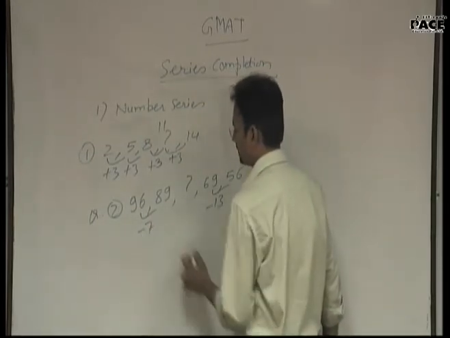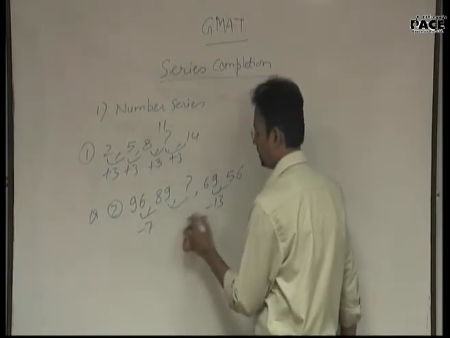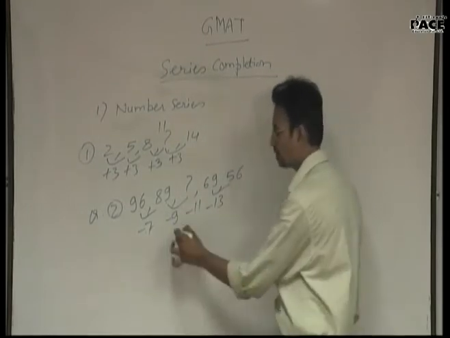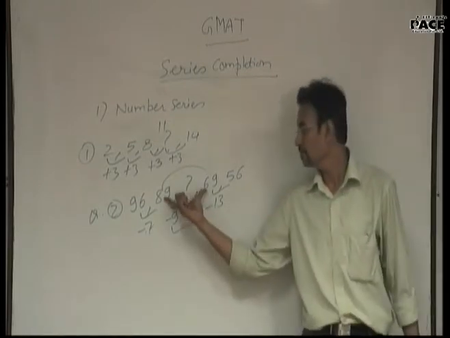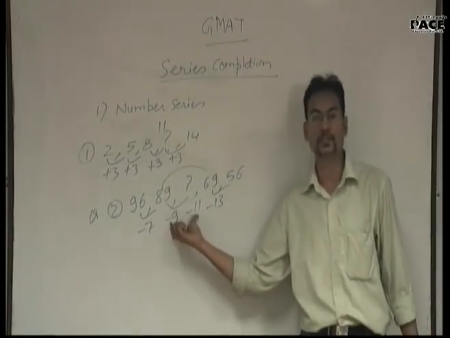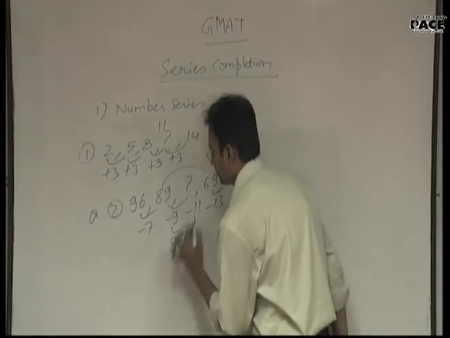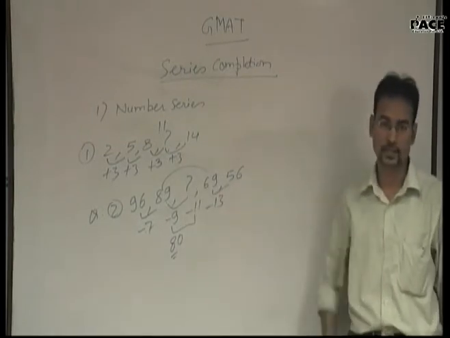So -7 is here. Suppose we go on like this and take these odd terms, -9 and -11. Can you do it? Because it is -20 and this is also -20. So we can do it. So we can place 80 here in place of this question mark. One of the answers.